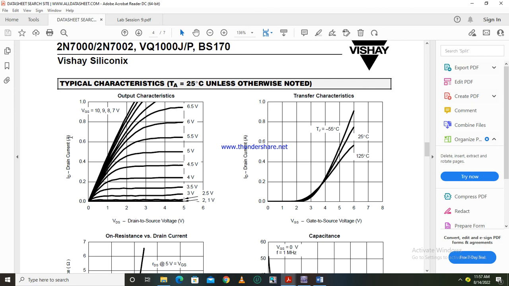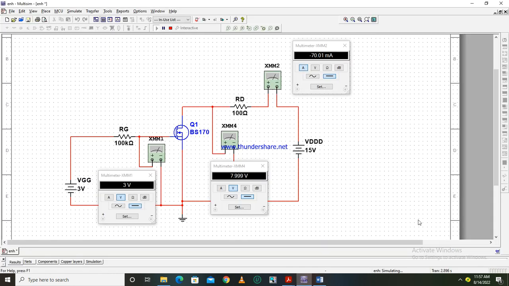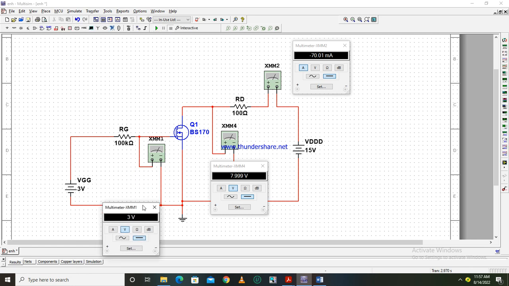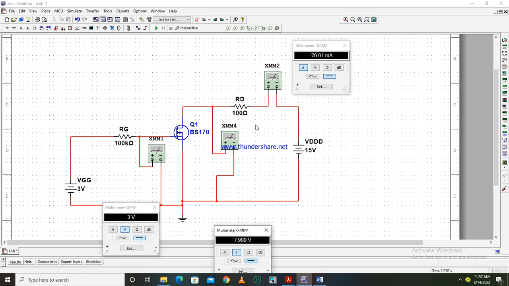Our characteristics satisfy, of course, the characteristics of the data sheet the manufacturer has provided us. This is a very simple circuit. We have used only one MOSFET, two resistors, two power supply sources from the lab, and three multimeters to verify this practical. And inshallah, very soon we will do it practically inside the lab and verify from there.